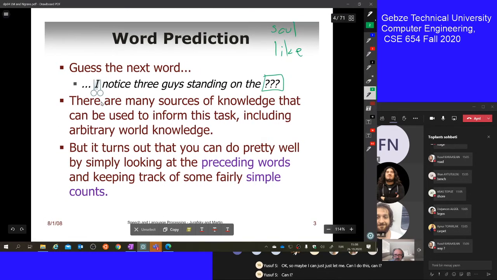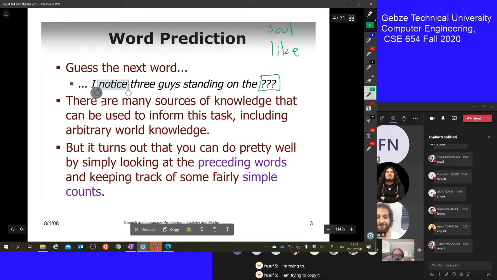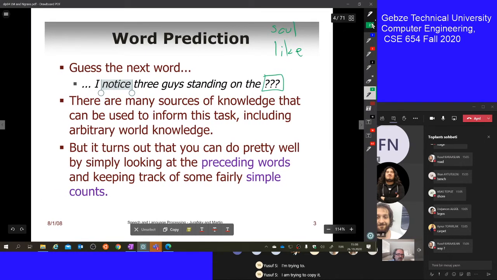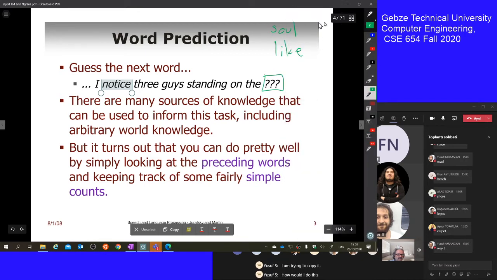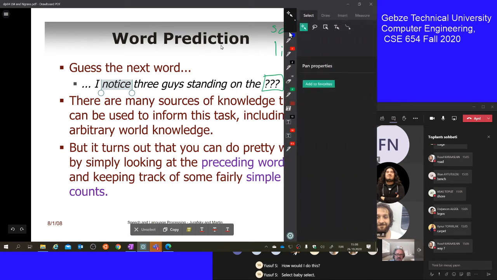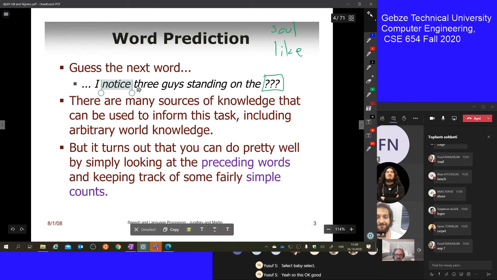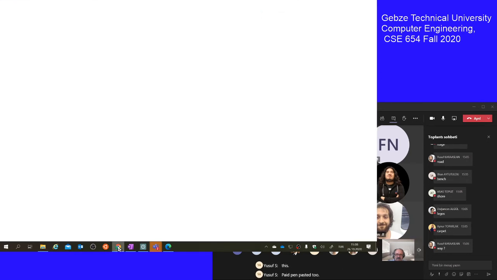Wow. I am trying to copy it. How would I do this? Select maybe? Select? Yeah, do this. Okay, good. How come it doesn't work? Okay. I am trying to copy this and paste it to my favorite.